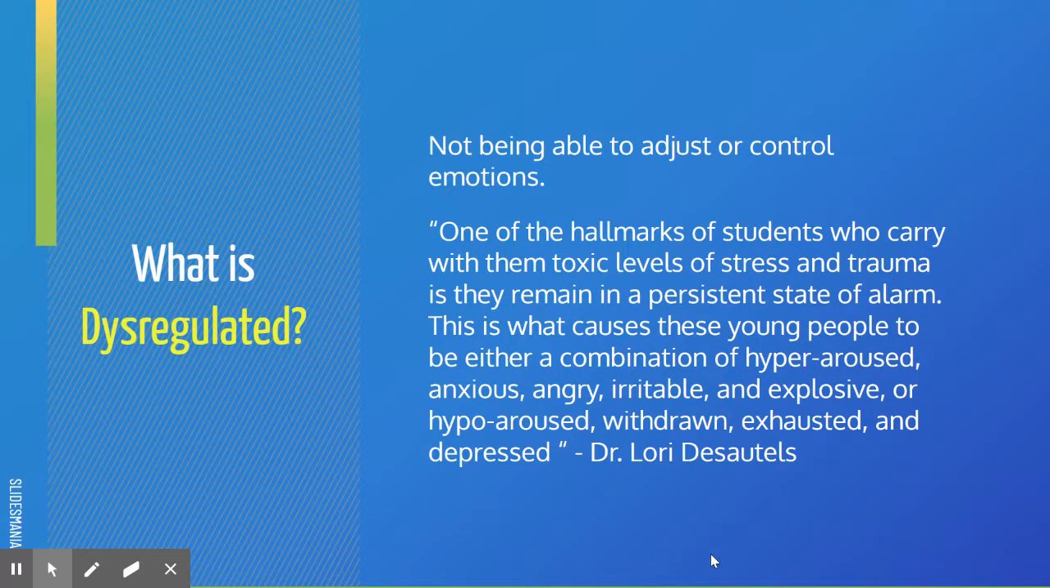So if we know the definition of regulated, then let's talk about dysregulated. It's when we can't or are unable to adjust or control those emotions. Dr. Lori Desautel, who's one of our mentors in this work, has a great quote there on the screen. One of the hallmarks of students who carry with them toxic levels of stress and trauma is that they remain in a persistent state of alarm. This is what causes these young people to be either a combination of hyper-aroused, anxious, angry, irritable, and explosive, or hypo-aroused, which is withdrawn, exhausted, and depressed. And you can find those examples also on that stress response chart if you'd like to revisit what those different states are.